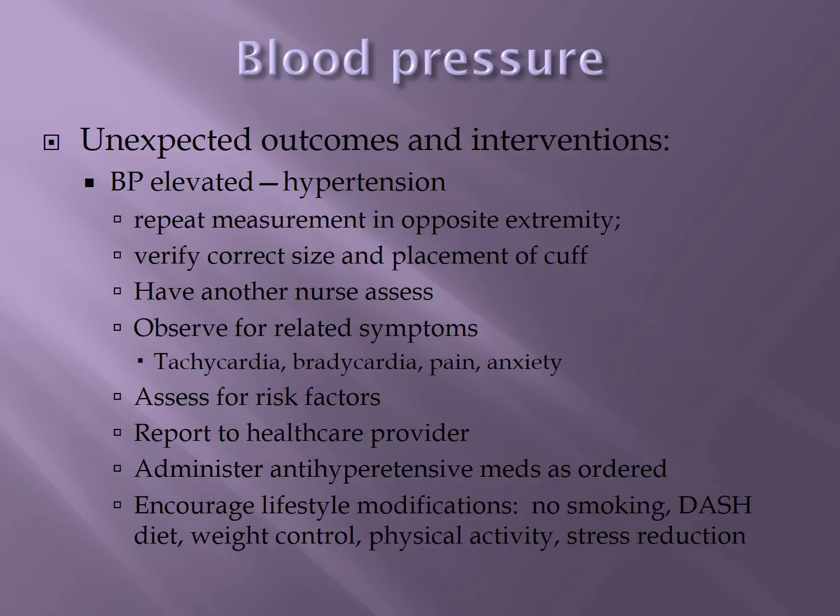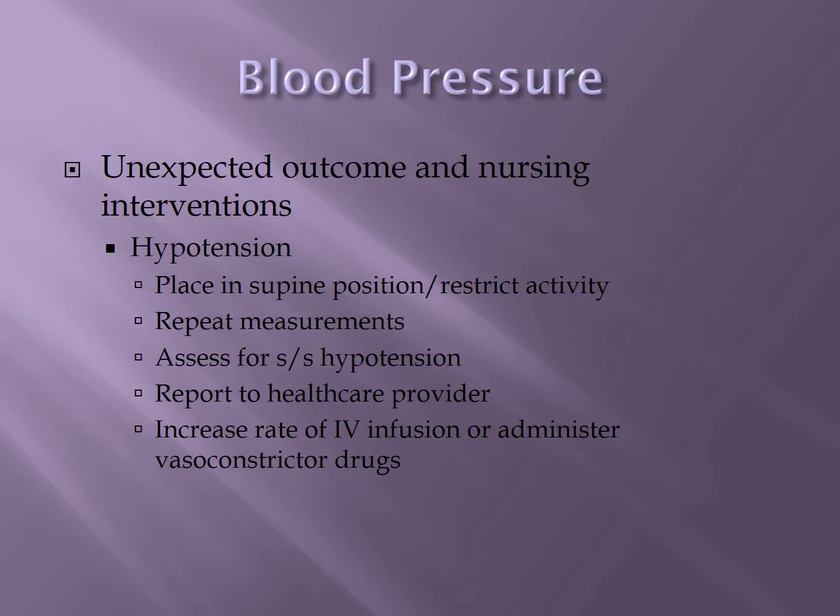And then look for associated symptoms. Do they have tachycardia? Do they have bradycardia? Are they in pain? Are they anxious? And then, of course, it does get reported. Antihypertensive meds can be ordered, and there's different classifications of antihypertensive meds that we talk about. And then we do encourage lifestyle modifications such as no diet, no smoking, the DASH diet, weight control. Oftentimes patients who are overweight, when they lose weight, their blood pressure goes down. Physical activity, and then one key important thing is stress reduction, and oftentimes that's really difficult to do.